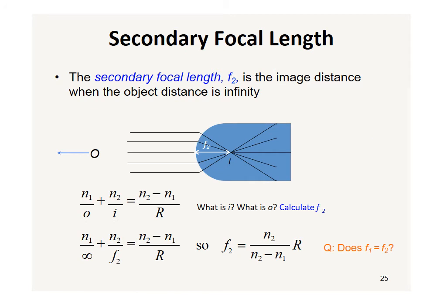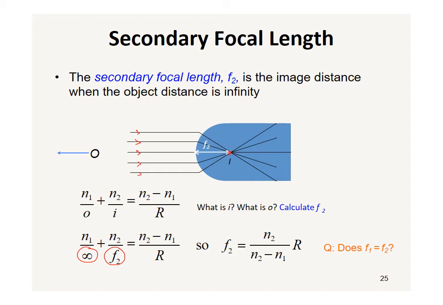Secondary focal length is the answer to the question, if I have parallel rays coming in, where are they focused by my spherical surface? So that gives us F2. So chuck an object out at infinity and the image is going to be formed at a distance F2 from that spherical surface. So rearrange that and you'll get an expression for F2 here.